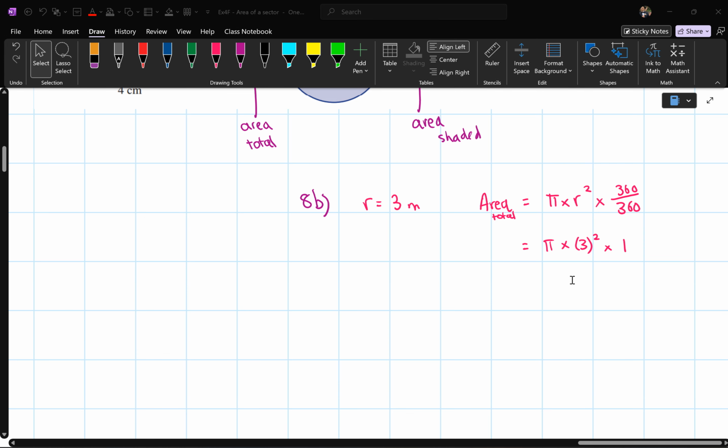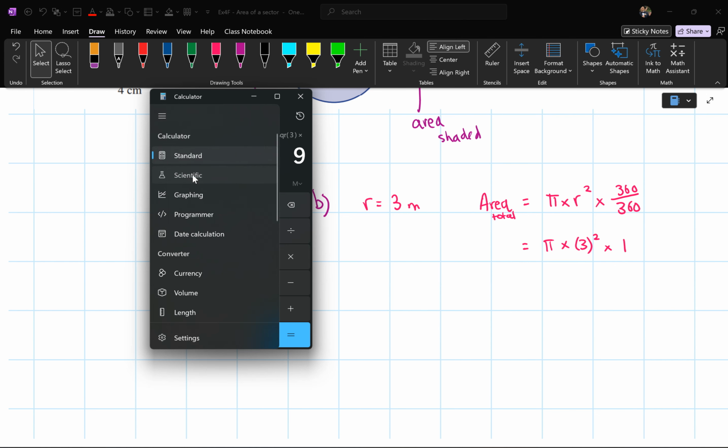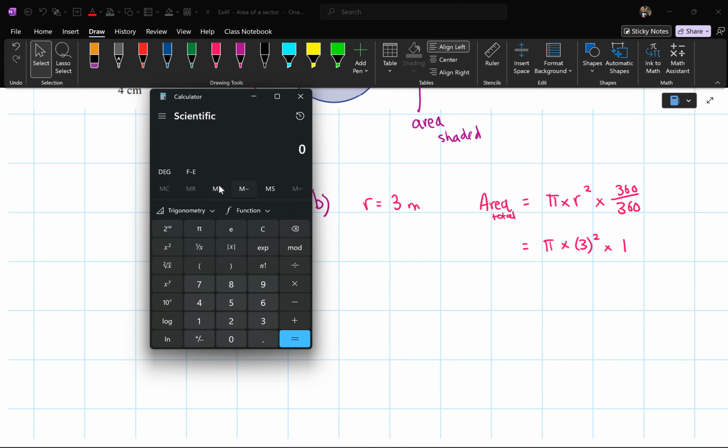So do 3 squared. So 3 squared means 3, and that's a square button. So 3 squared gives you 9. And then you're timesing it by 1, or if you didn't have the fraction symbol, there's no brackets here. This makes it really hard, isn't it? So times by pi. There is no pi. Maybe I've got to change it to a scientific. There we go. Much better. We've got more options now. So let's do it again.